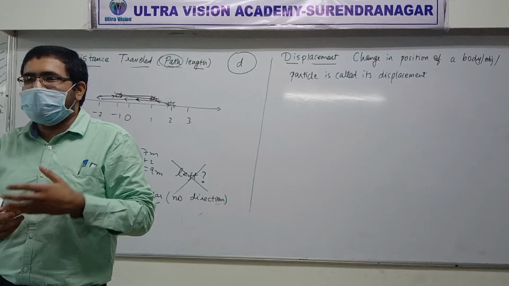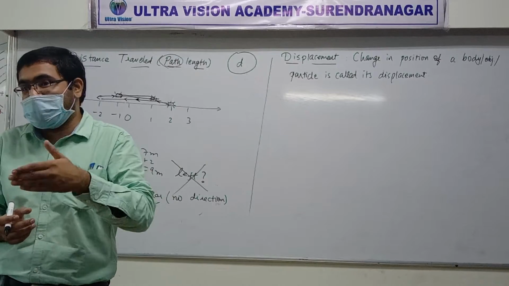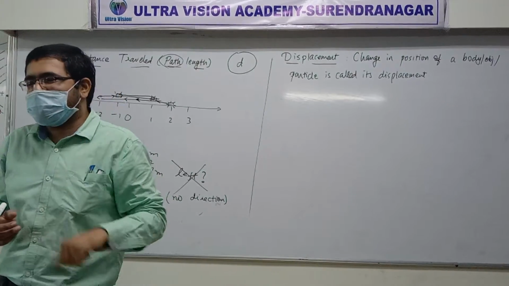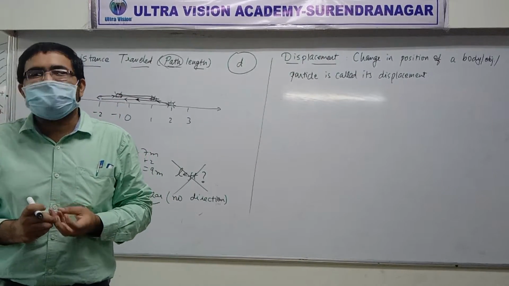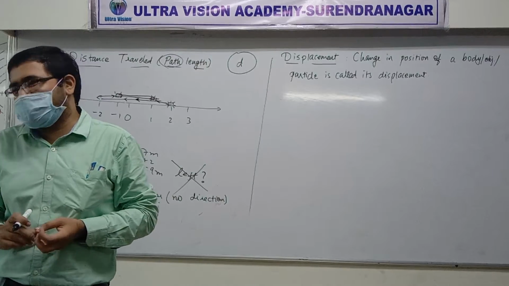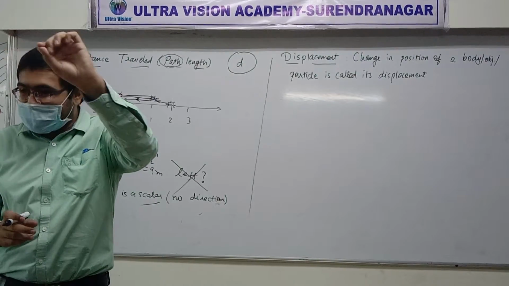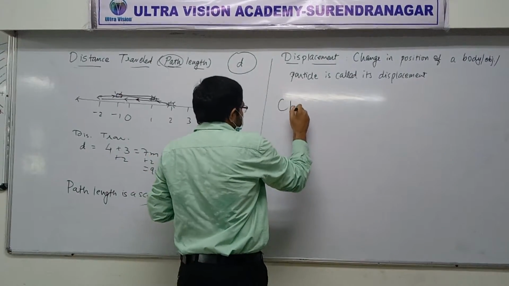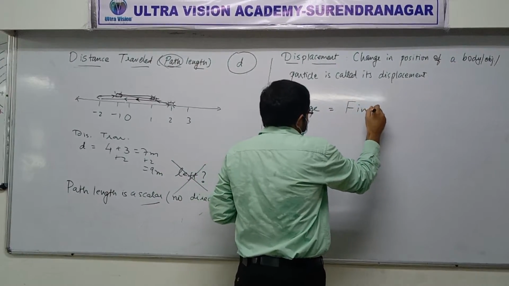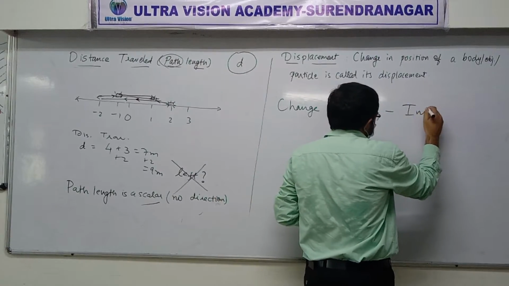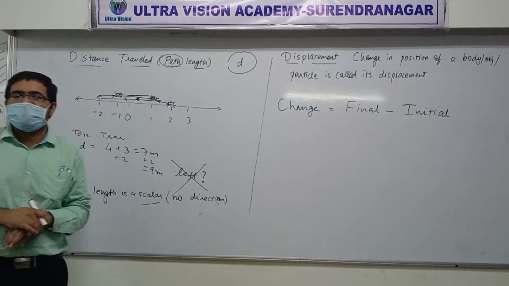Delta. Delta is the symbol of change. Whenever we want to write change, we write delta. But what does change mean? Initial minus final? No. Change means final minus initial. Is that okay? Now you cannot afford to forget it, everyone. Whenever we talk about change, change is always equal to final minus initial.